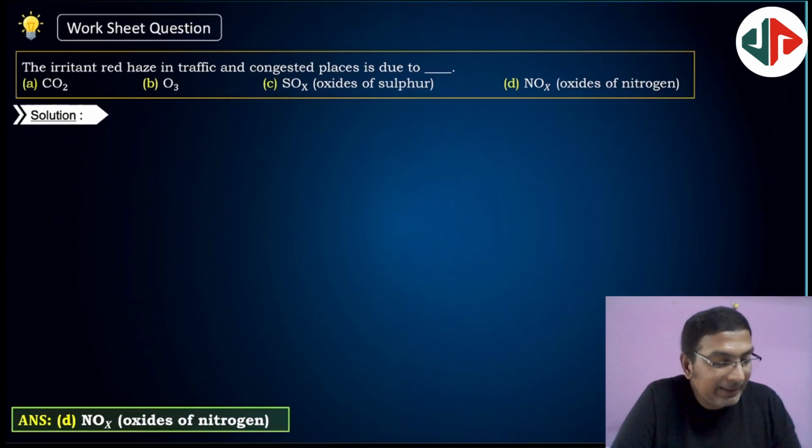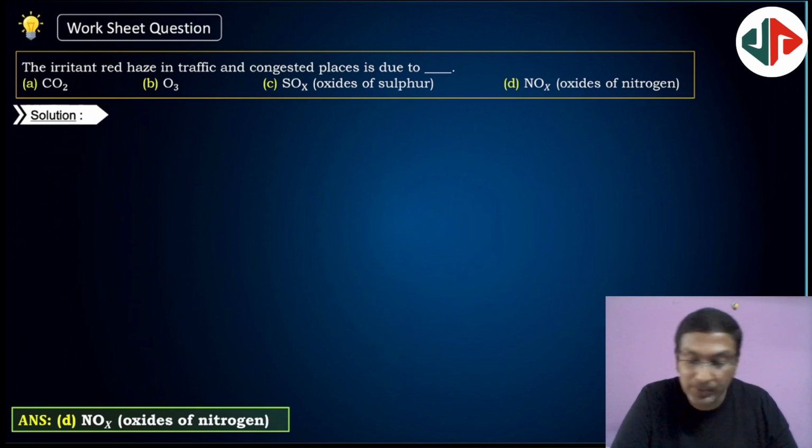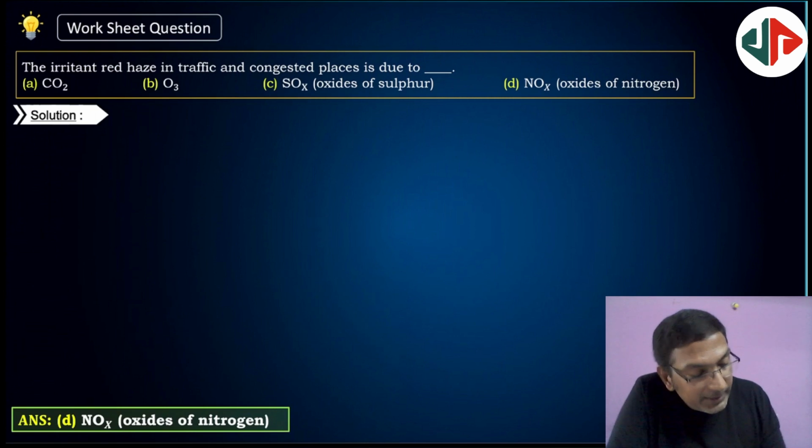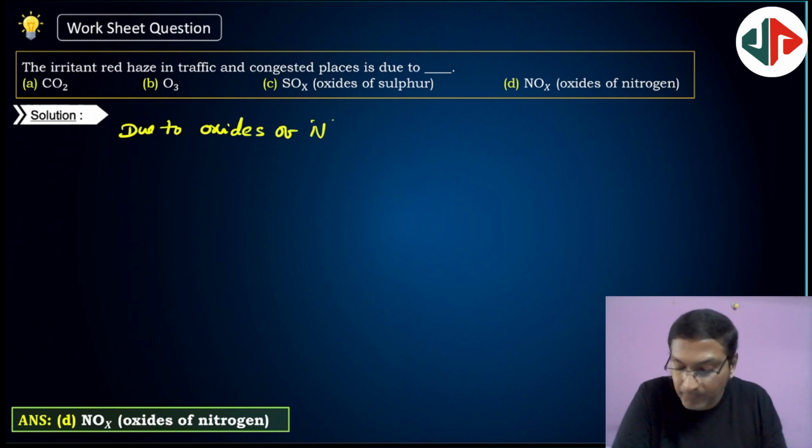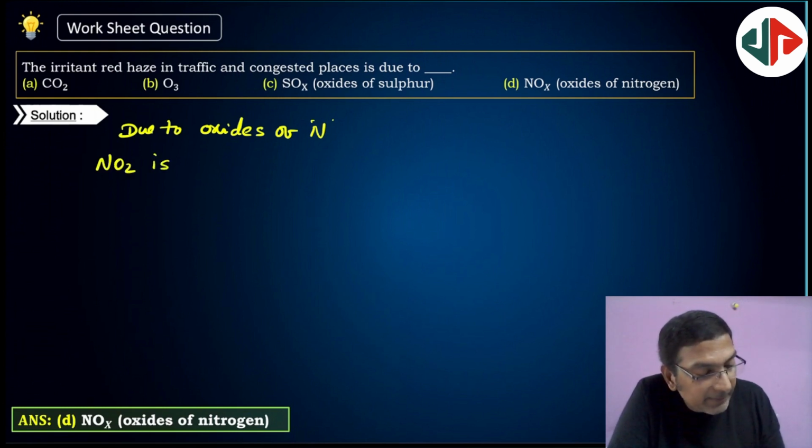Next. The irritant red haze in traffic and congested places is due to oxides of nitrogen. So here NO2 is highly poisonous.